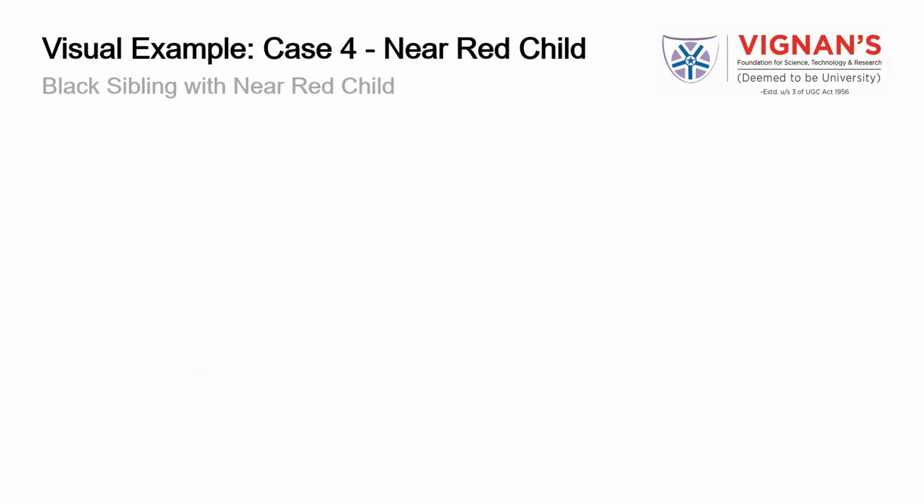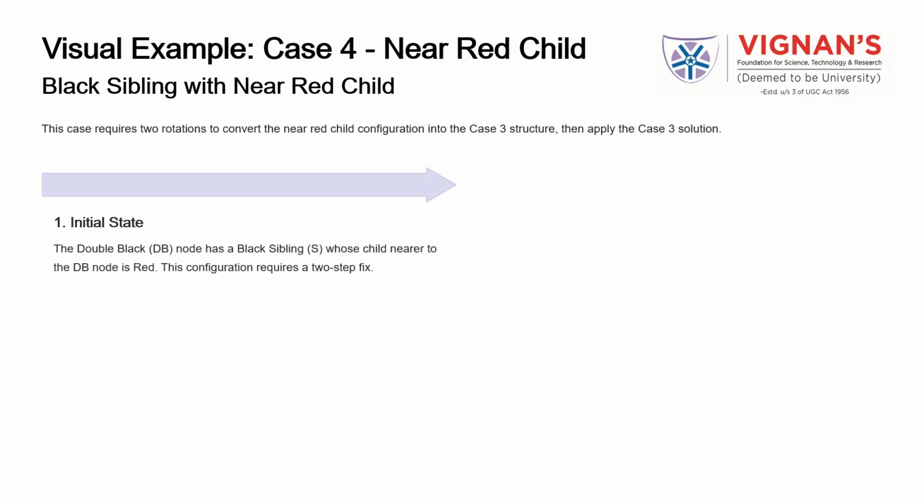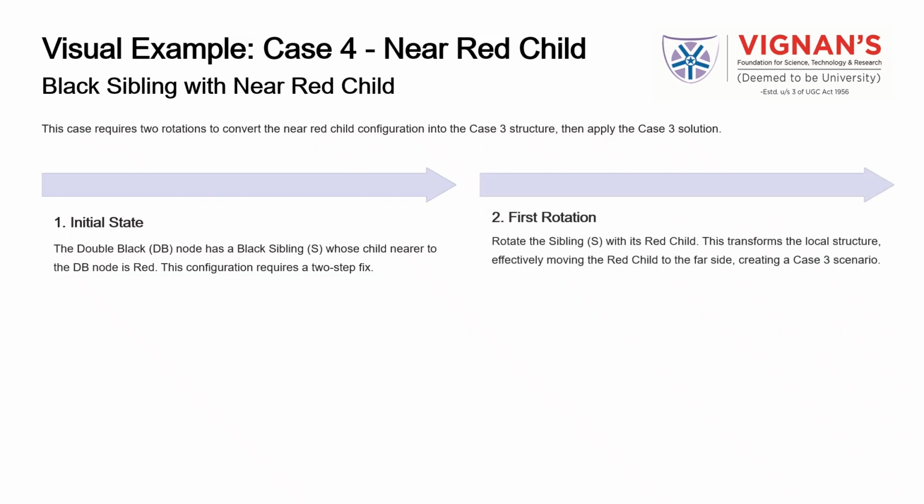Visual example, case 4: near red child. Initial state. The double black node has a black sibling, and the sibling's near child is red. The near red child is closer to the double black node, so this configuration cannot be fixed directly. First rotation. A rotation is performed on the sibling toward its red child. This moves the red child to the far position, transforming the structure into case 3.